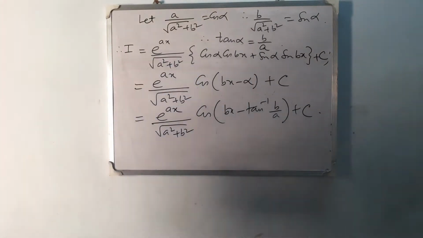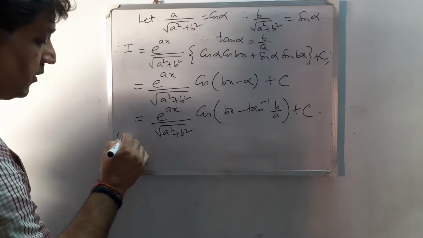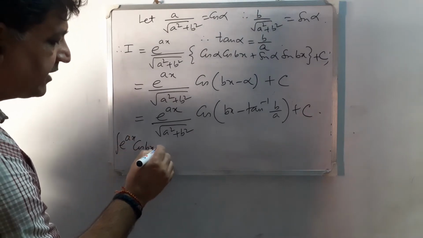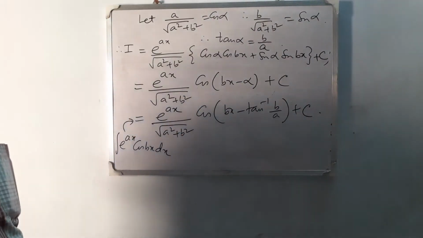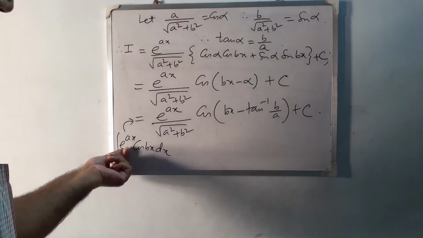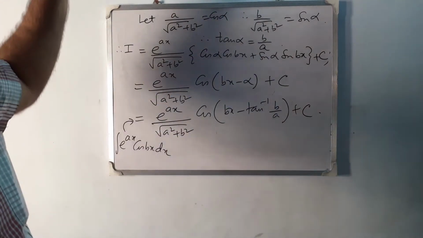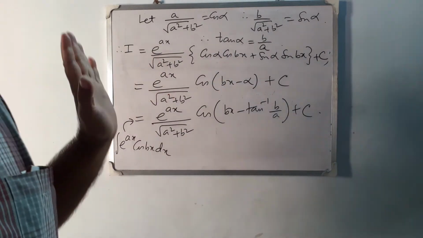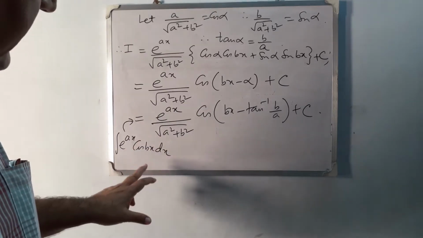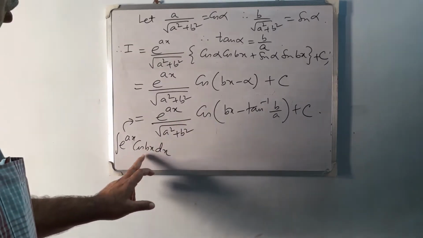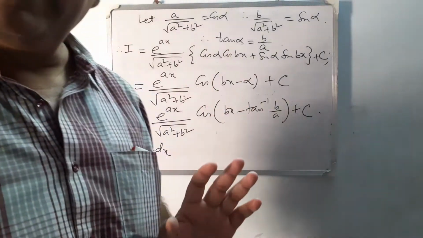This is your integral. And which integral is this? This integral is integral e power ax cos bx dx. So the value of this integral is this one. Similarly, if you try to solve integral e power ax sin bx dx, instead of cos, if you take sin and operate like this, as previously we have done, you will get the answer as e power ax by root (a square plus b square). In case of cos, we are getting cos. In case of sin, we will get sin here. That is sin (bx minus tan inverse b by a) plus c.